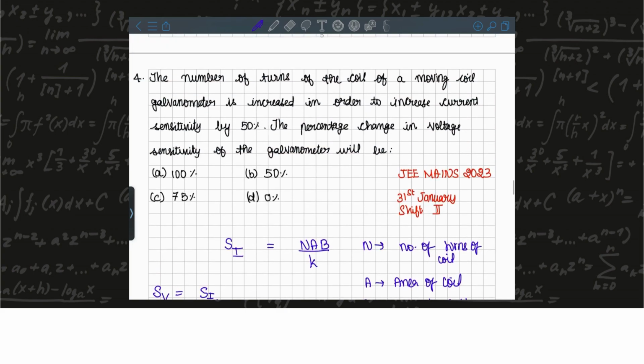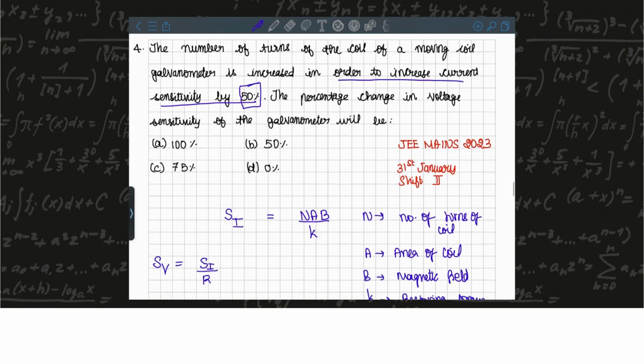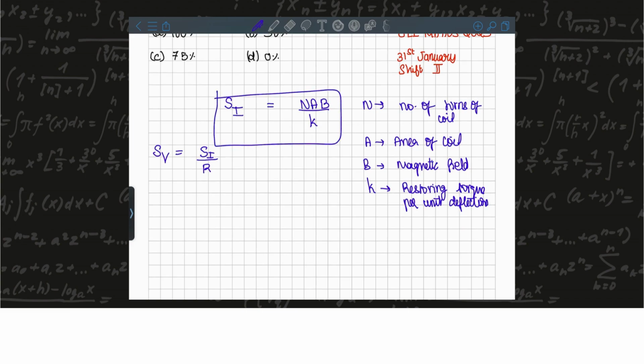We'll now start solving the question. They have given us that in order to increase the current sensitivity by 50%, we are going to increase the current sensitivity by 50%, right? So from this formula I can say that SI is directly proportional to N, SI directly proportional to A, SI directly proportional to B, and SI inversely proportional to K.